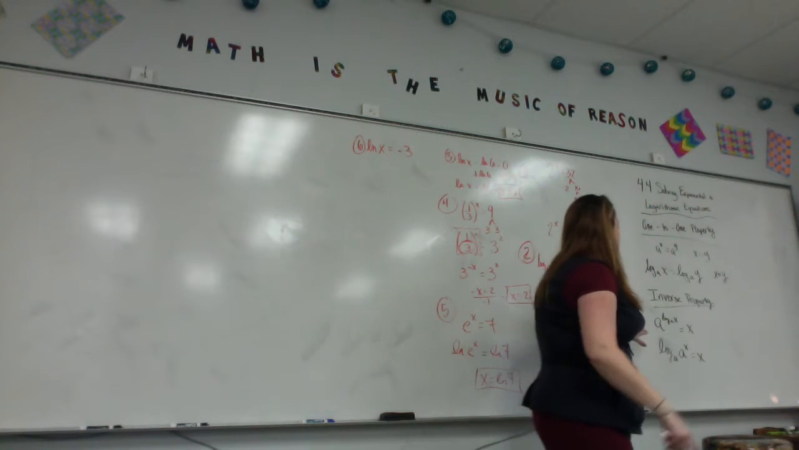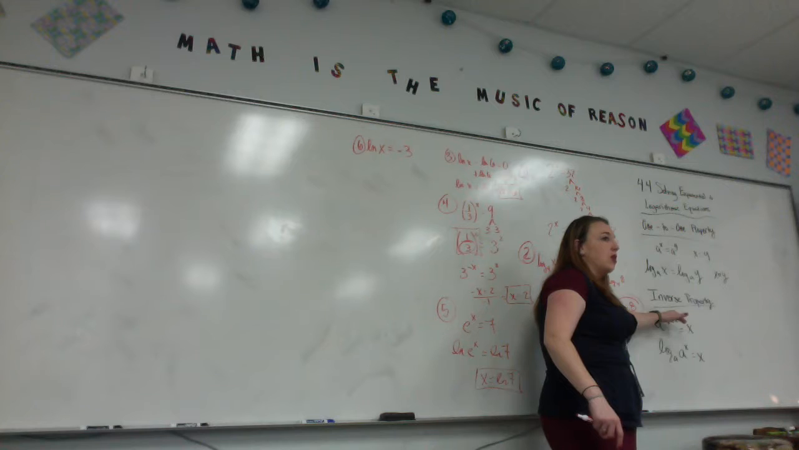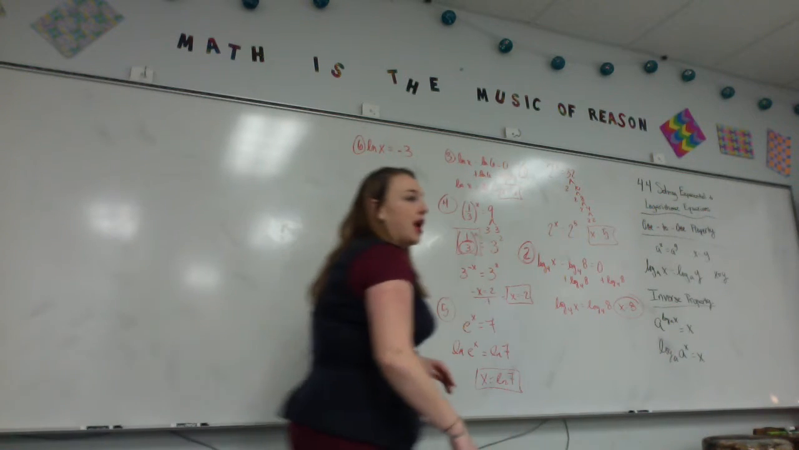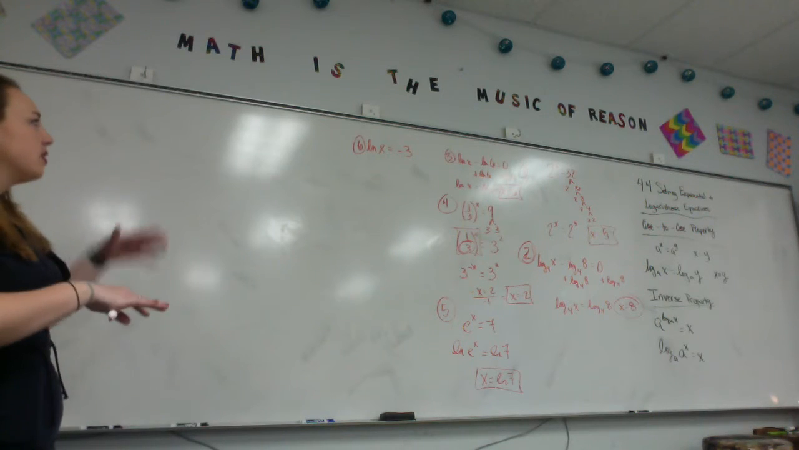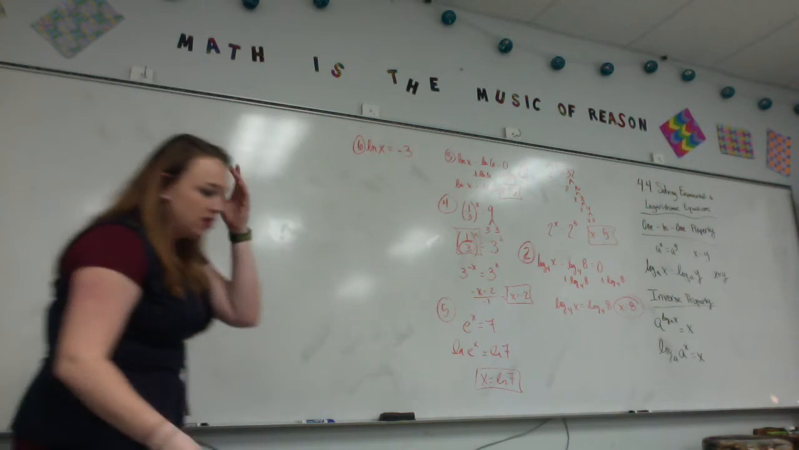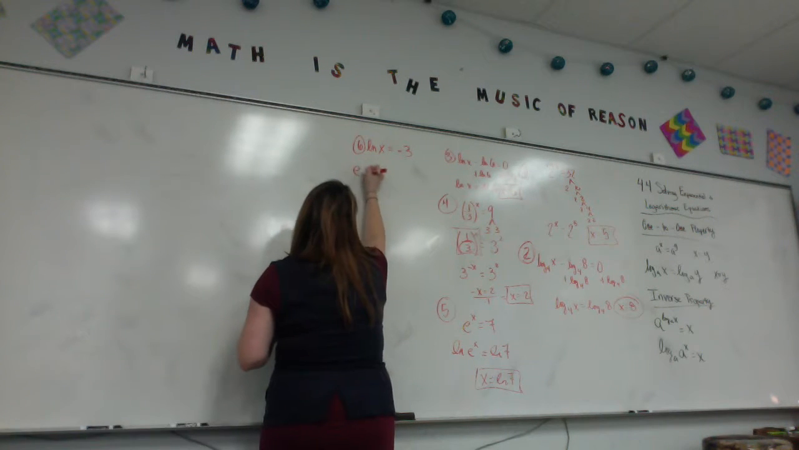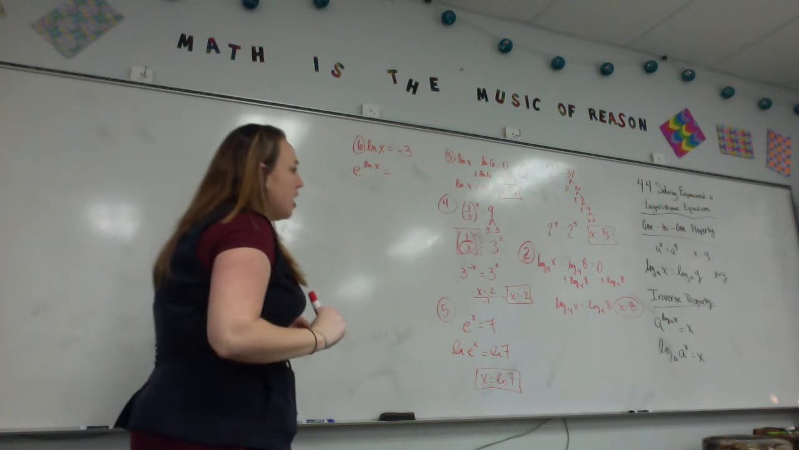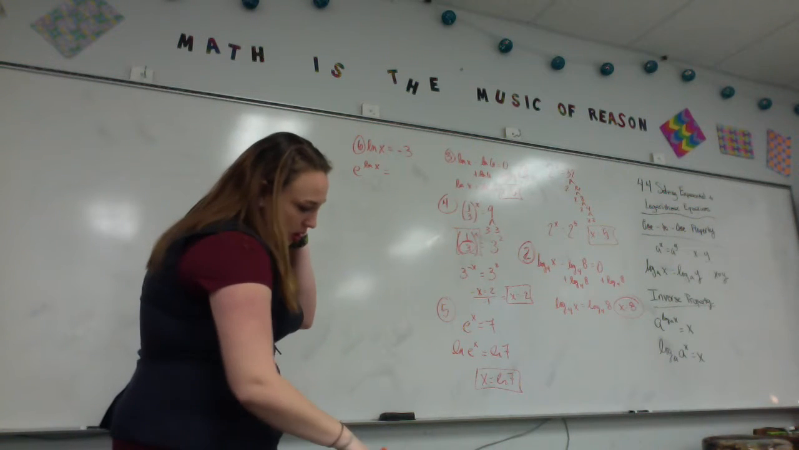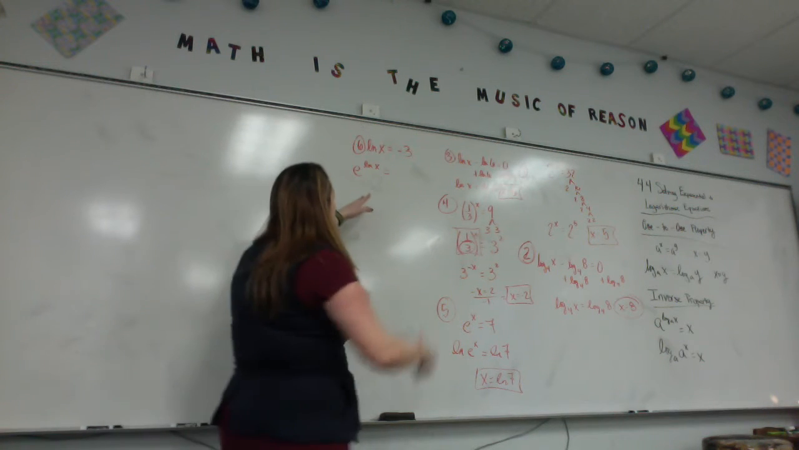You're going to use an inverse property so that you raise e to the natural log so that it will cancel out. That is your clue: anytime it's natural log, I have to throw an e in there, and anytime it's e, I have to throw a natural log in there. So I'm going to change this so that it says e to the natural log of x equals e to the negative 3.